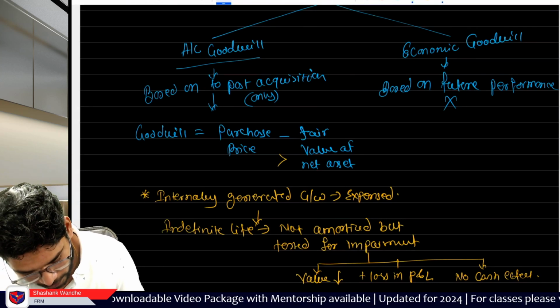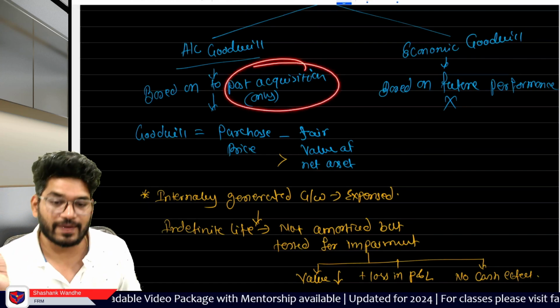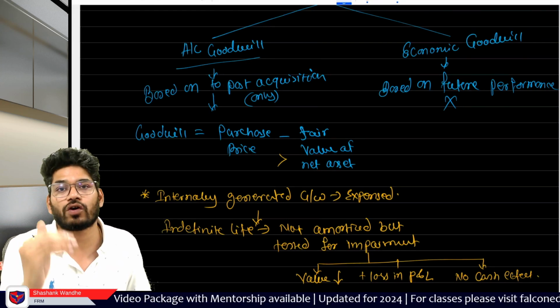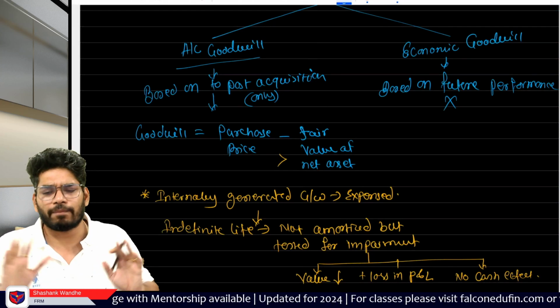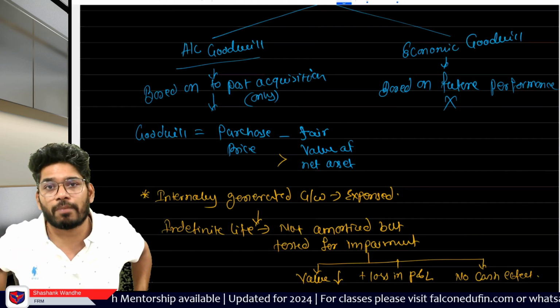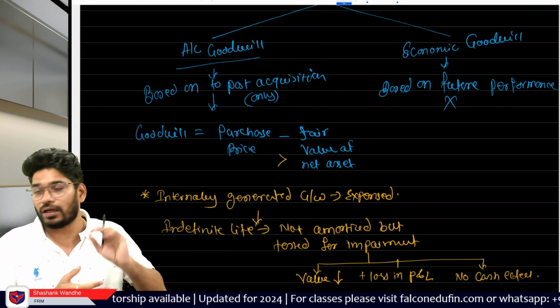So this accounting goodwill is based on past acquisitions only. This is the only way goodwill will reflect in the balance sheet. If the goodwill is internally generated, say the company spends a lot of expenses on marketing and says these are goodwill, no, this is not allowed.